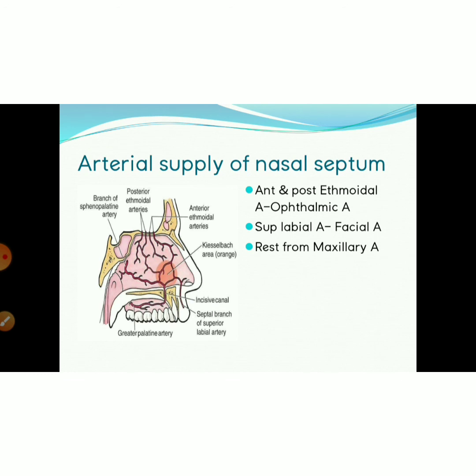So you can see an area marked in orange color. It is called Kiesselbach's area or Little's area. So that vascular plexus is formed there. It is by the septal branches of the anterior ethmoidal, sphenopalatine, greater palatine and superior labial arteries and their corresponding veins. So this anastomotic plexus will form Kiesselbach's plexus. Injury to this plexus is the most common cause of epistaxis or nasal bleeding.